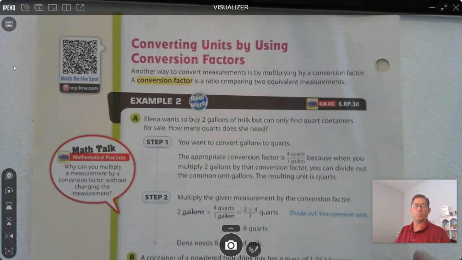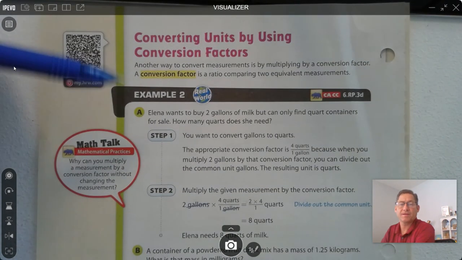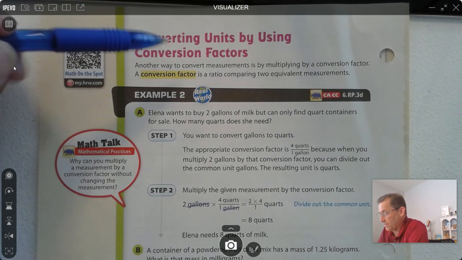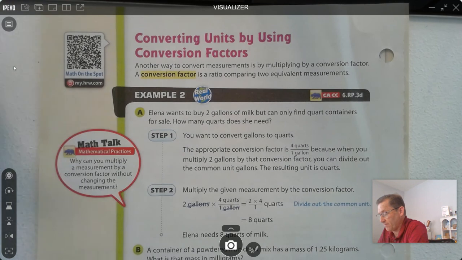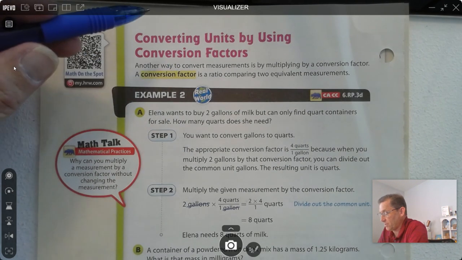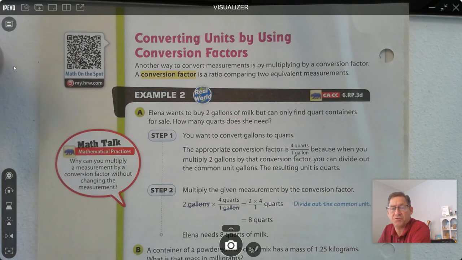Now let's look at 188. All right, so another way is converting units by using conversion factors. And so another way to convert measurements is by multiplying by a conversion factor. A conversion factor is a ratio comparing 2 equivalent measurements.